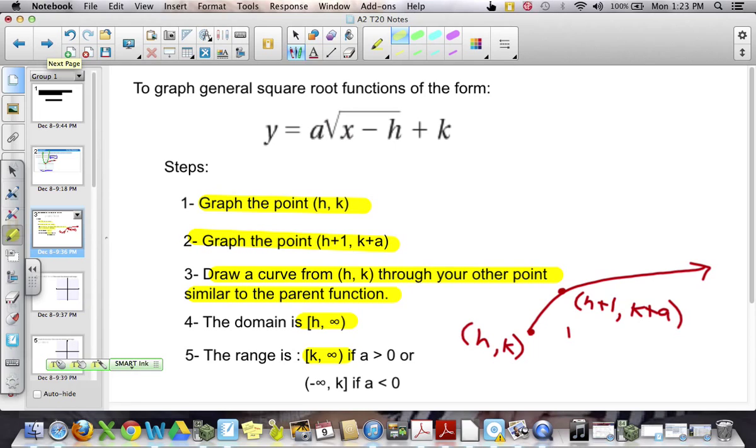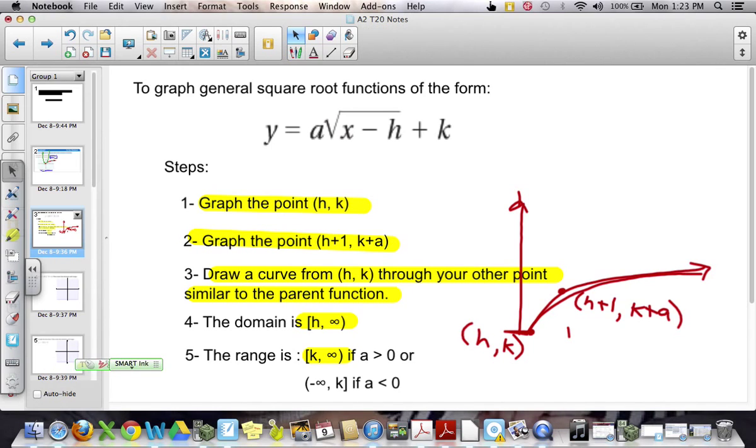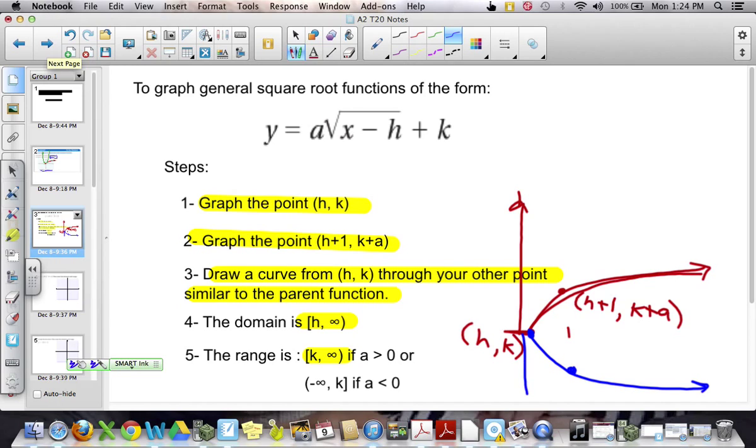Which makes sense because if we're opening up, like this one, then our range will be from whatever k is, up. But if a is less than 0, then what's going to happen is if your a is negative, then when you plot h, k and you plot h plus 1, k plus a, you're going to go down, because a is negative. So your graph would look like this. So now your range is going to be from k down to negative infinity.